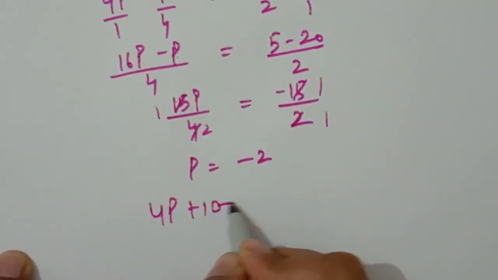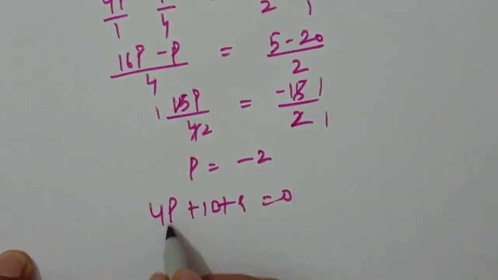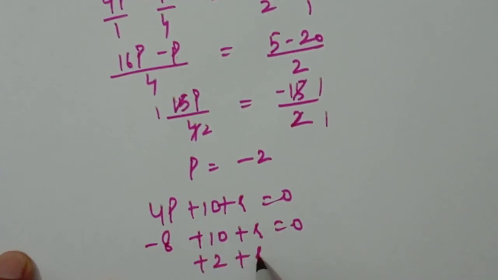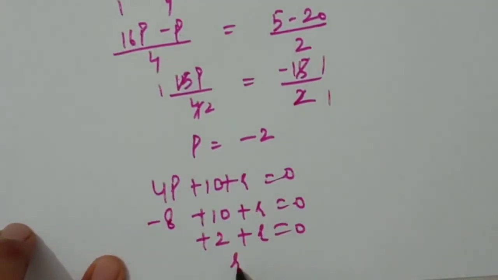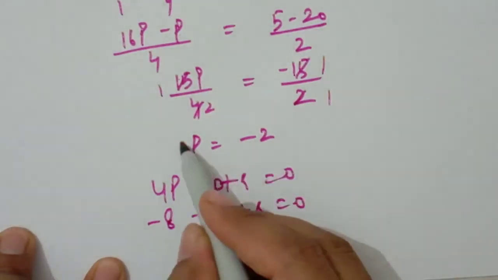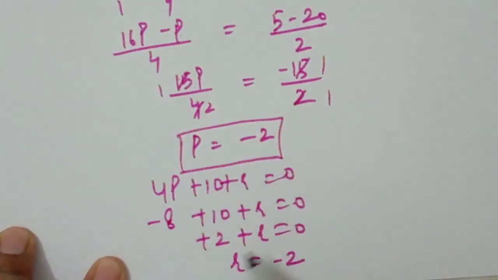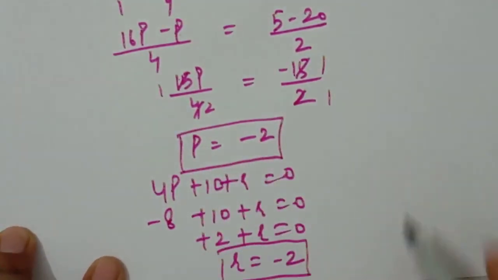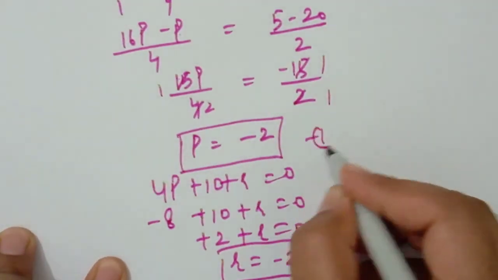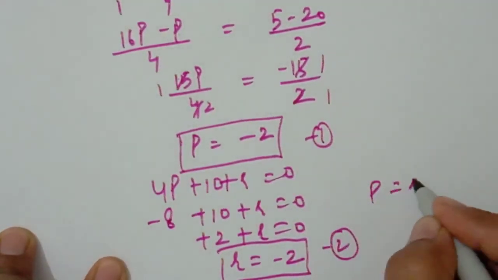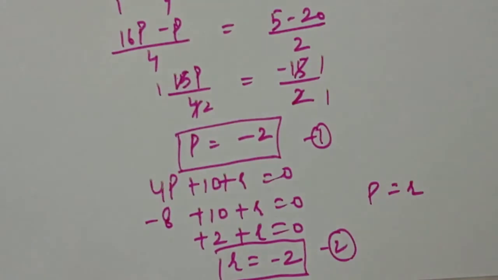4p plus 10 plus r equal to 0. The value of p is minus 2. When we put minus 2 here and multiply with 4, it is minus 8 plus 10 plus r equal to 0. Then it is plus 2 plus r equal to 0, and then r is equal to minus 2. Now you will see that p is also minus 2 and r is also minus 2. So definitely from equations number 1 and 2, p is equal to r. This is your 11th question.